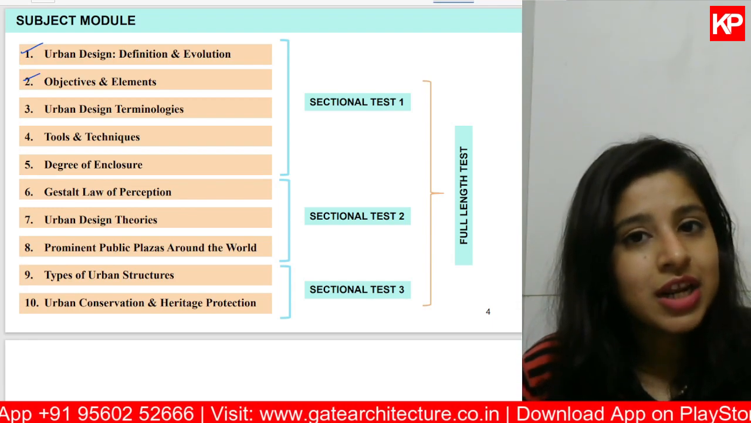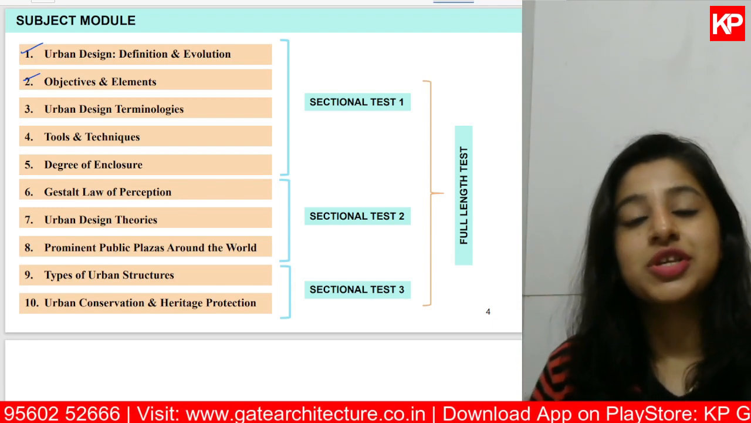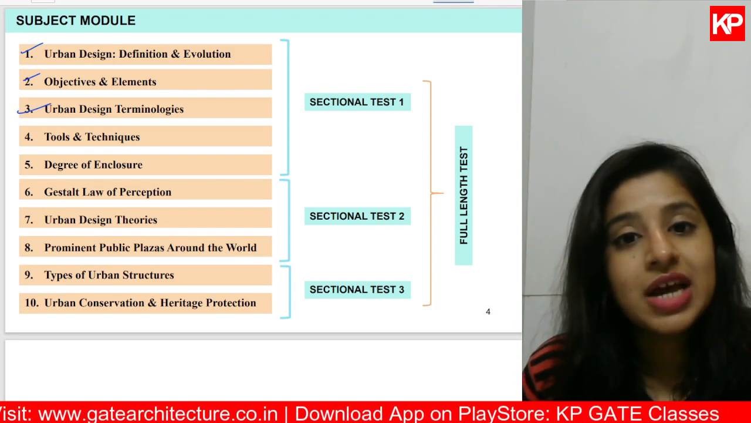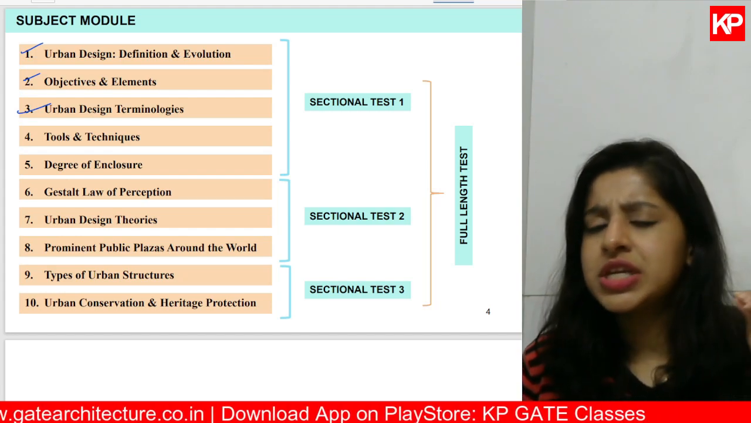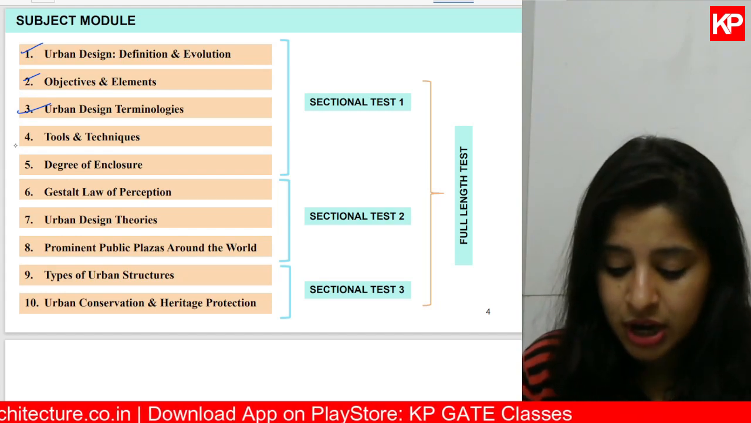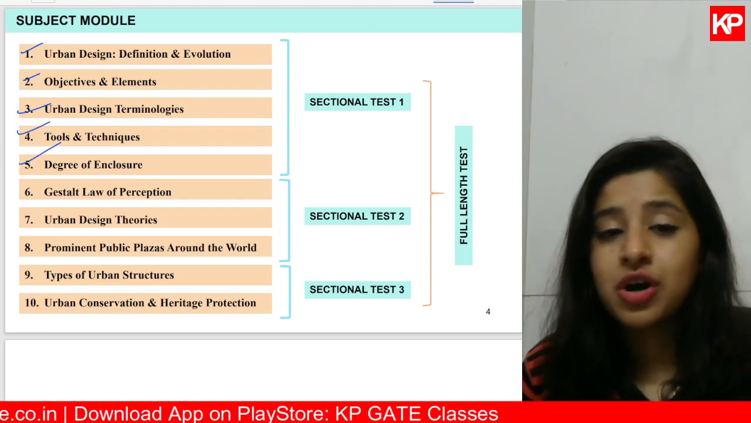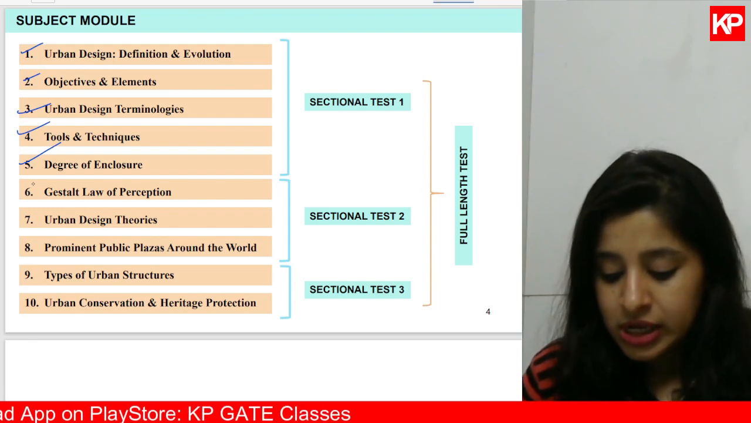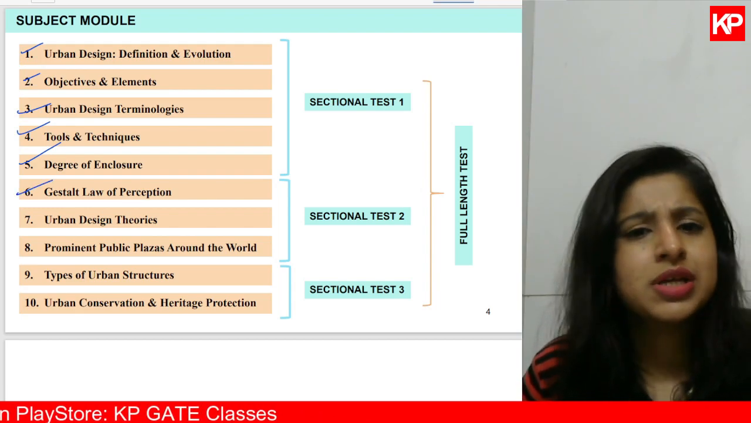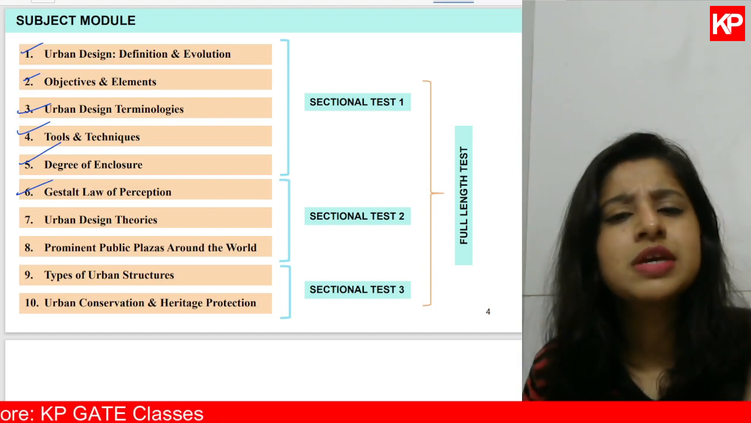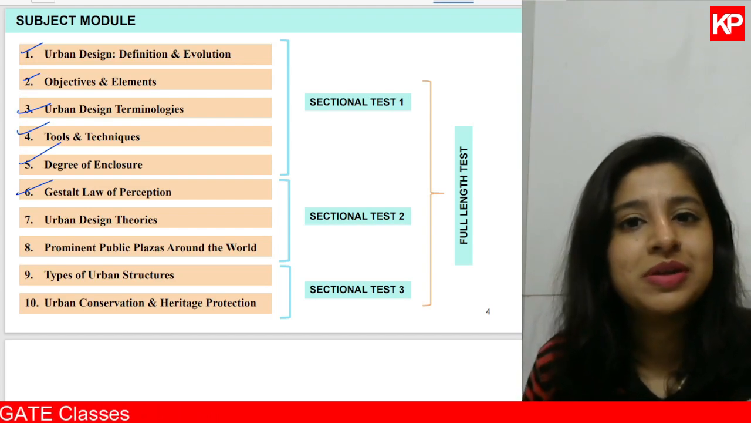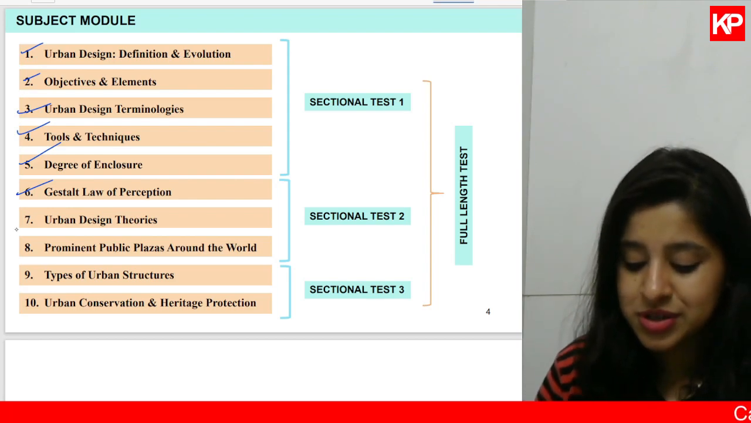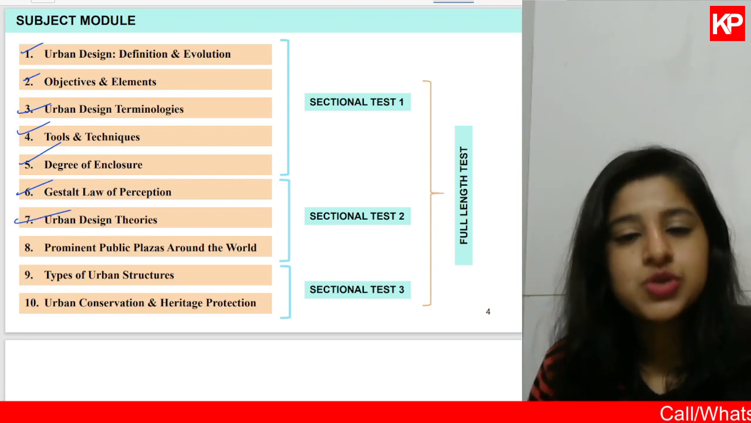Then we have objectives and elements, obviously what we aim to achieve through urban designing, and the elements of it. Then we have urban design terminologies, very important, direct questions can be asked from this part. Tools and techniques, degree of enclosure, a very important subsection of urban design again. Gestalt law of perception, one or two questions are asked. A very simple, basic perception law. You all must have experienced it, maybe you just don't know the name. Urban design theories and theorists, which I told you.